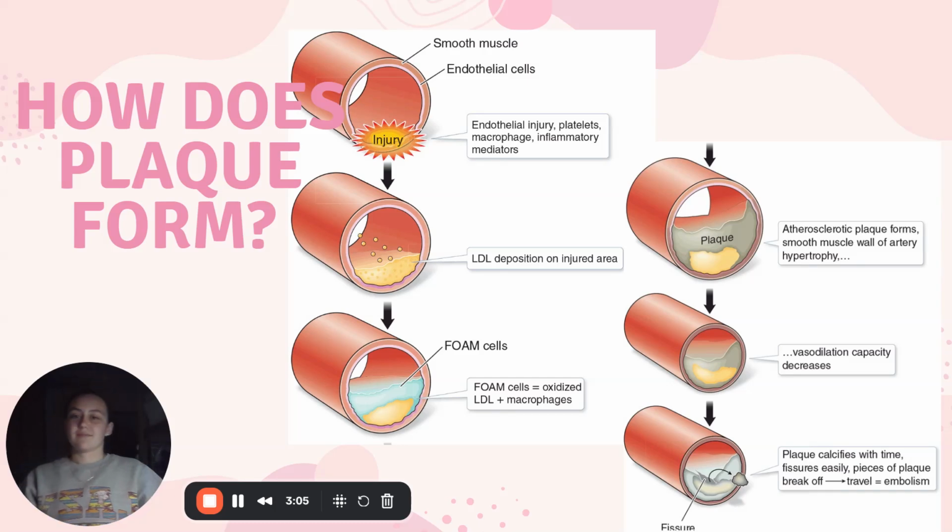Okay, so I guess we are not going to do disorders first. We're going to go over how plaque forms. So this is really important for atherosclerosis. So first you're going to have some endothelial injury to your tube. So endothelium is just the lining of a tube, any surface really. So you're going to have an injury to that site.